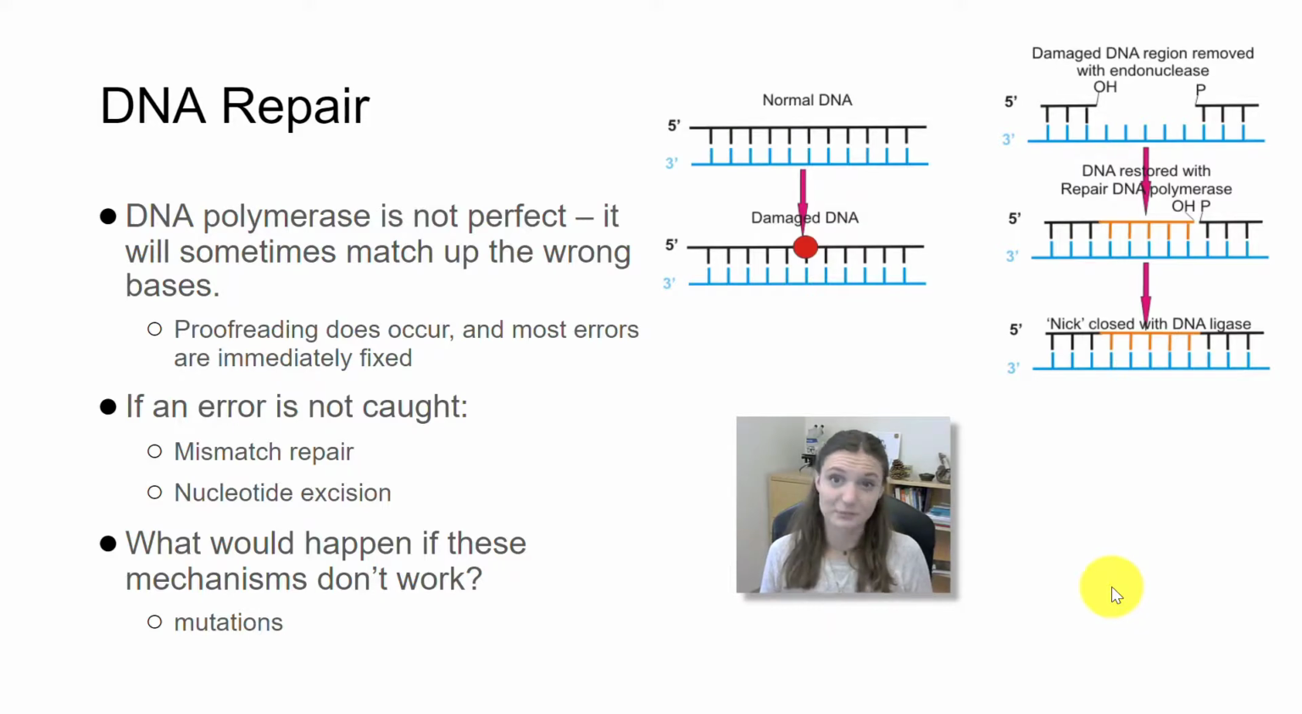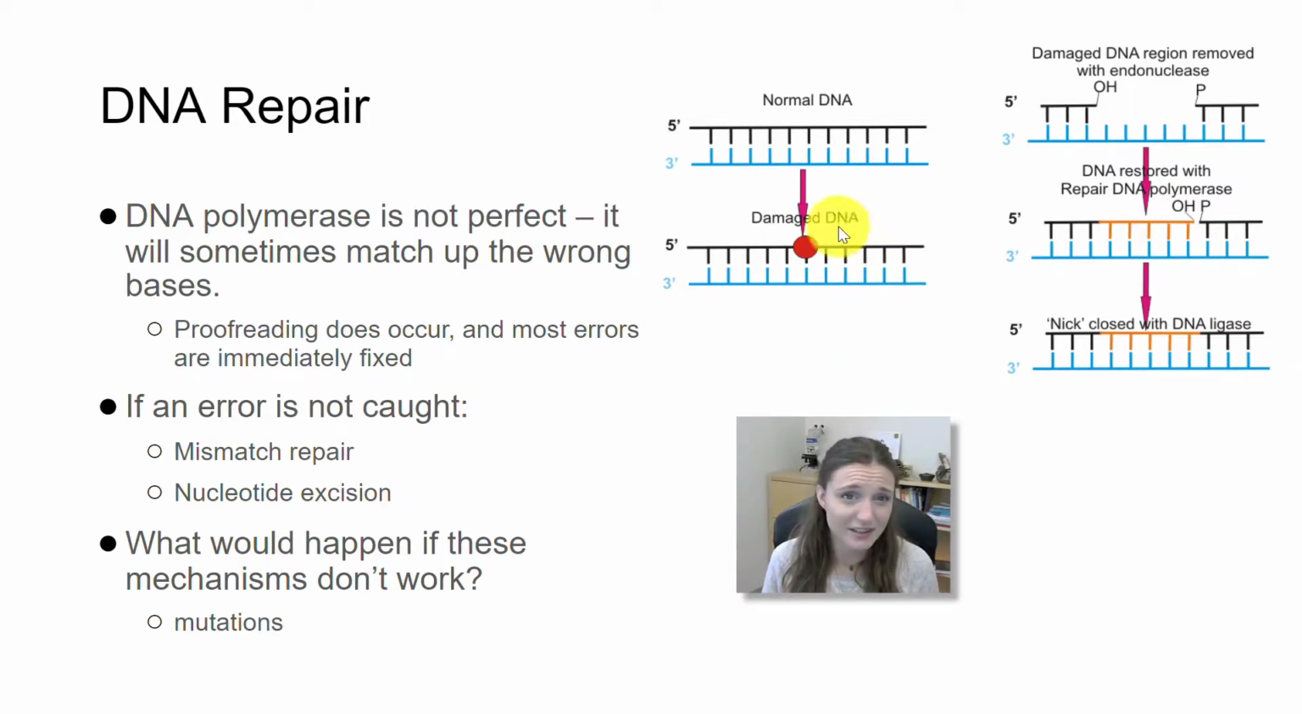We have mechanisms for DNA repair, okay? So let's say we have some damaged DNA, or this might be the wrong base that was added by DNA polymerase and it didn't see that in its proofreading process. So we can actually take out this chunk of DNA and then basically repair it. There's another type of DNA polymerase that can come along and repair sections that are damaged.